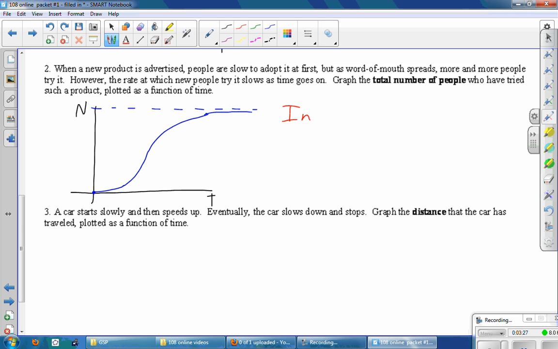Well, this function is increasing the whole time. As we said, once you've tried it, you can't go back to not trying it, so it will never decrease in terms of the number of people who have tried it.